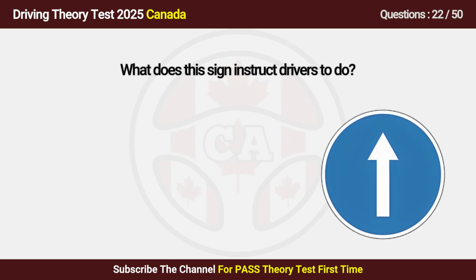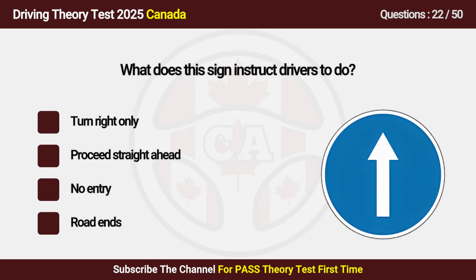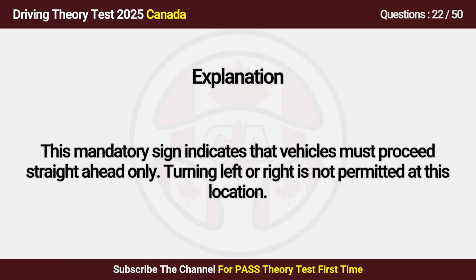Question 22. What does this sign instruct drivers to do? A. Turn right only. B. Proceed straight ahead. C. No entry. D. Road ends. Answer is B. Proceed straight ahead. This mandatory sign indicates that vehicles must proceed straight ahead only. Turning left or right is not permitted at this location.